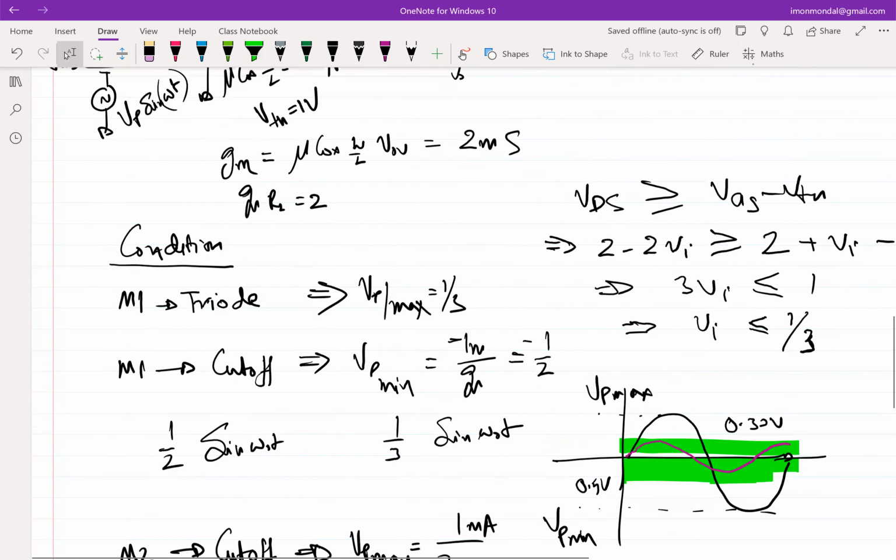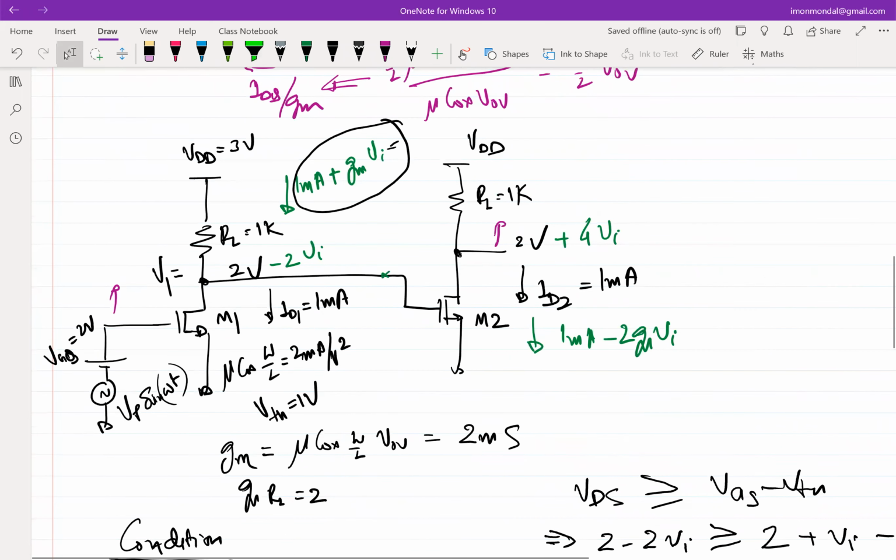Yeah, so you can assume it to be like that. It's not because of 2 MOSFETs that you get 2 GM. Why? How come you are getting this 2 GM?